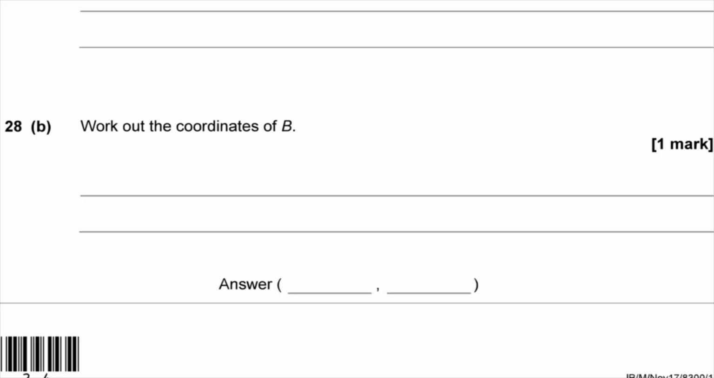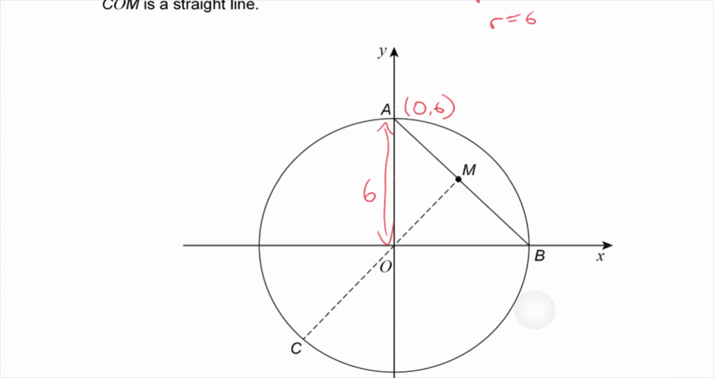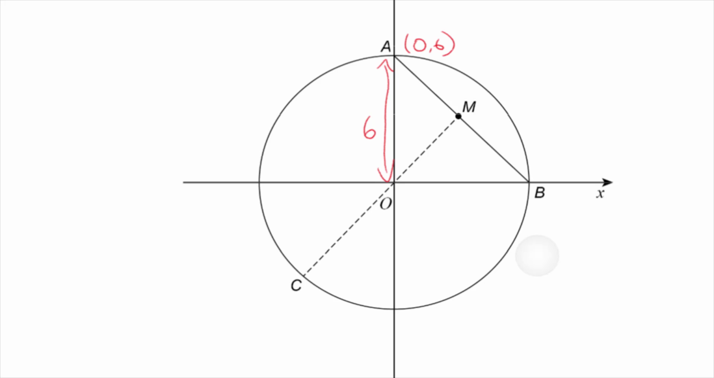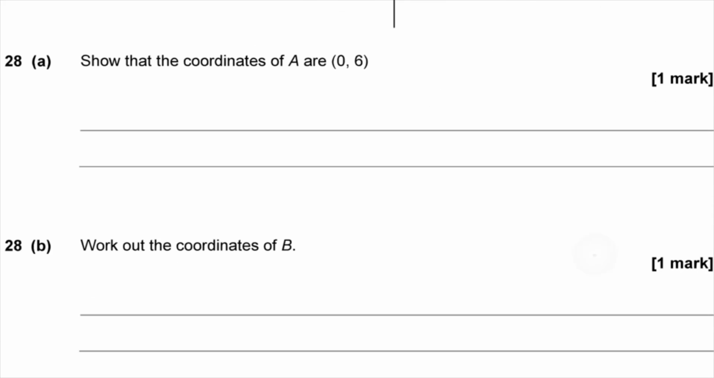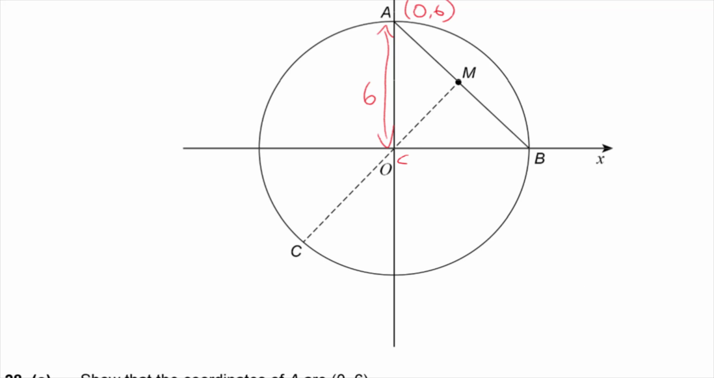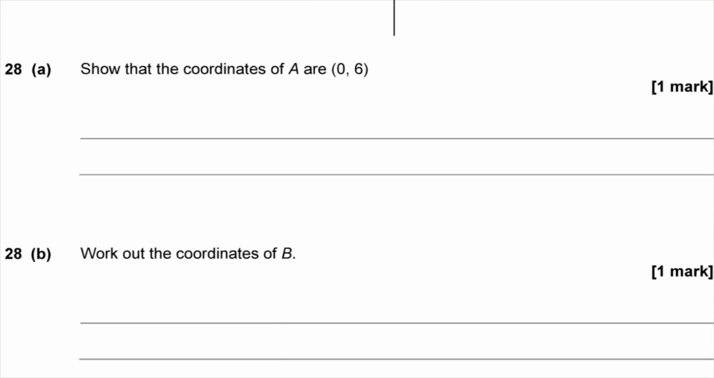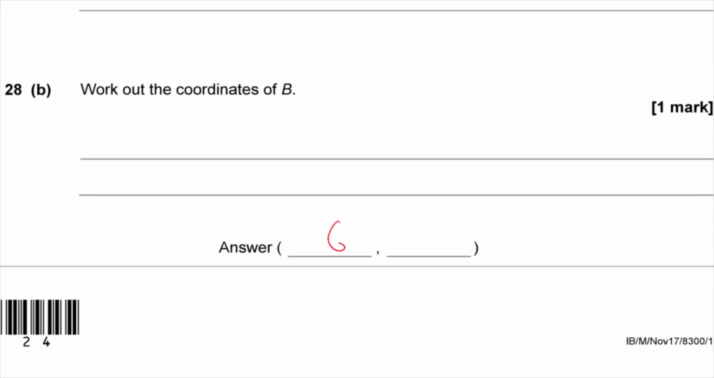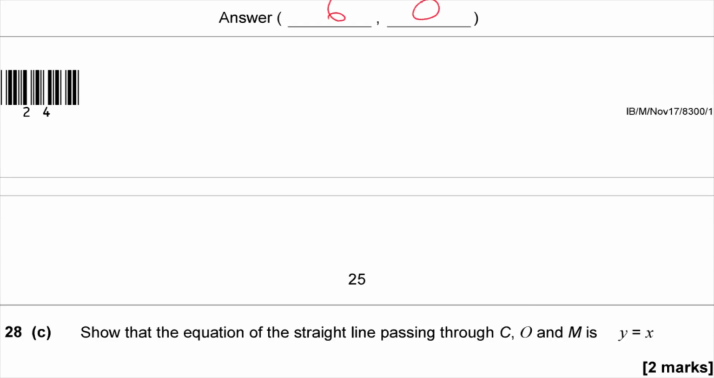Right, work out the coordinates of B. Well, that's very simple. That's going to just be the other way around as well, isn't it? So if that's also 6, then our coordinates of B are going to be 6, 0. Throwing us the marks at the moment.